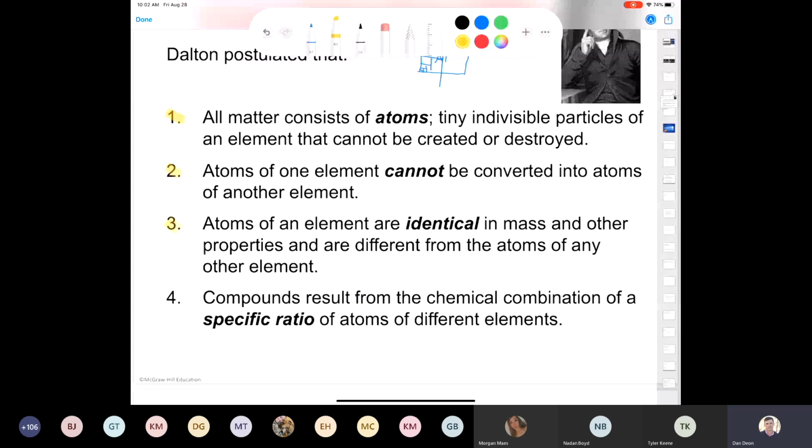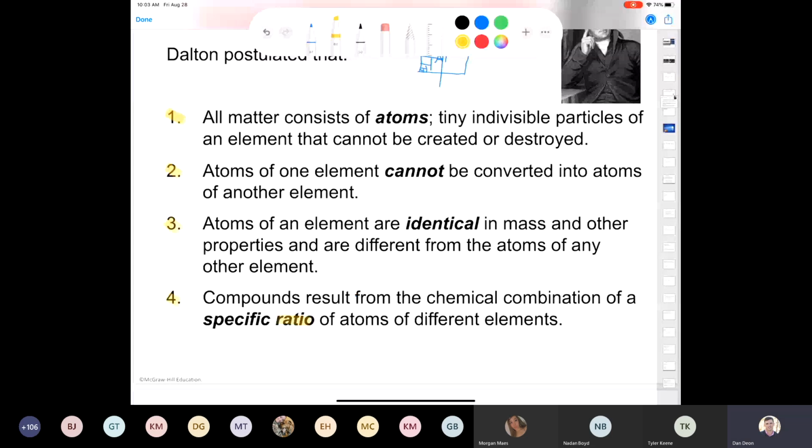Now, I'm sure there's somebody in the class who's taken maybe high school chemistry or maybe even AP chemistry, and you've probably heard of the concept of isotopes, and you're like, well, that doesn't hold exactly true. And you're right, but we're going to address that later on. Okay, let's take a look at the fourth one. Hey, look at this. Compounds result from the chemical combination of a specific ratio of atoms of different elements. So that's something that we looked at already.